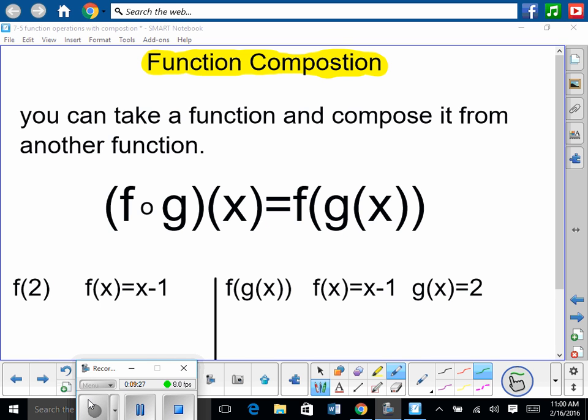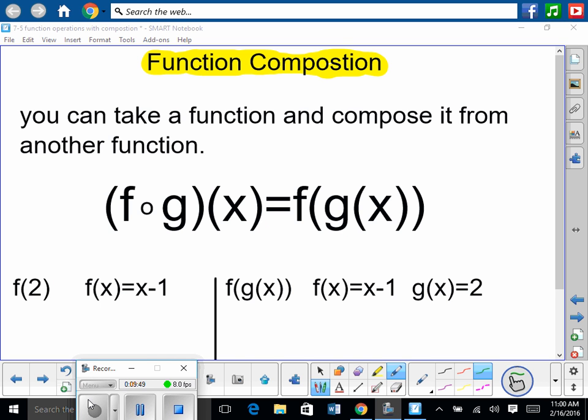So this is the notation, (f∘g)(x). That little o is an open circle, not to be confused with multiplication. Does everybody see the open circle? Yeah. That reads f composed of g of x. So we have a function f and a g, and they're both functions of x. And we're composing g back into x.